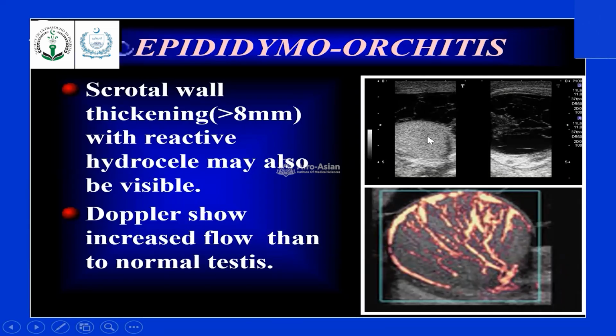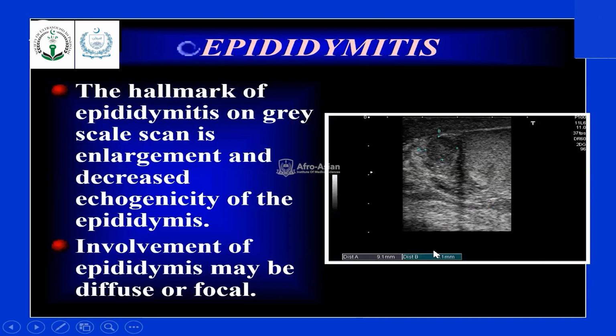Epididymo-orchitis, in which we get inflammation of the epididymis. On Doppler, it will be showing flow. The testicular size will be larger than normal. The scrotal wall thickening will be above 8 mm, and a reactive hydrocele may also be visible. There is a chronic hydrocele with septation and testicular swelling.